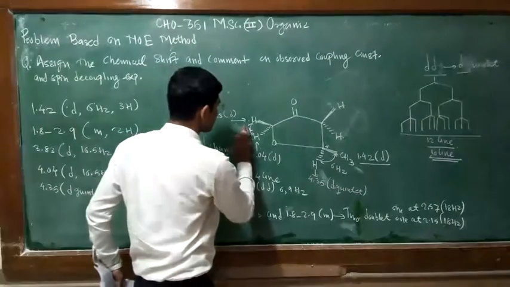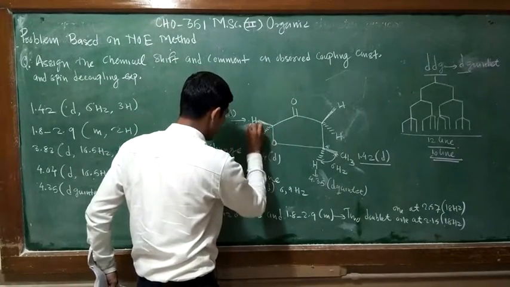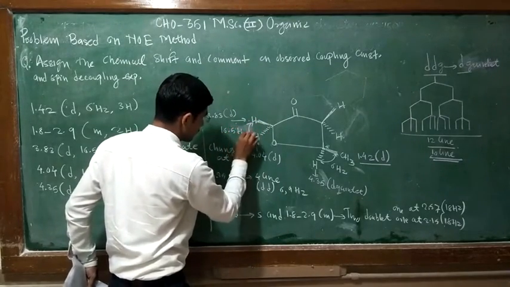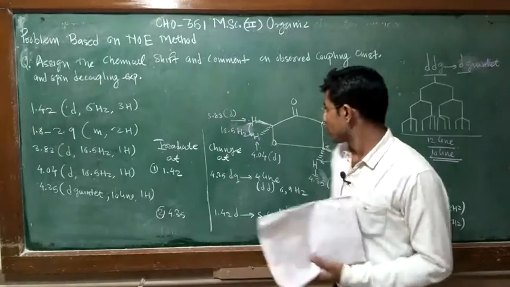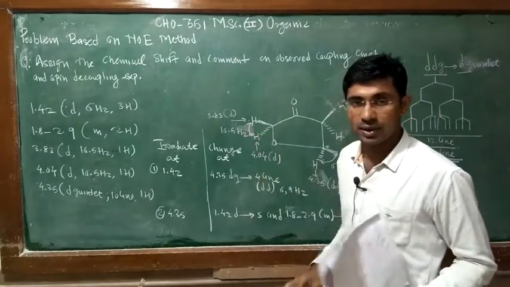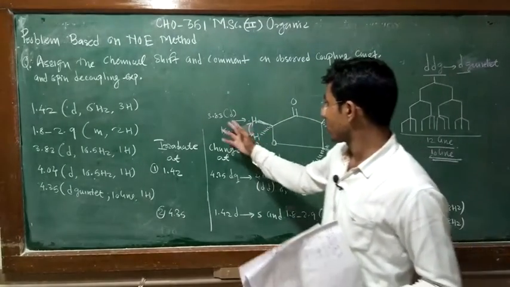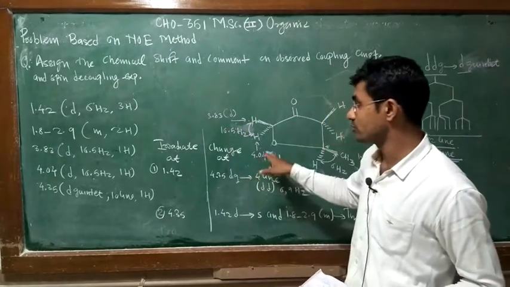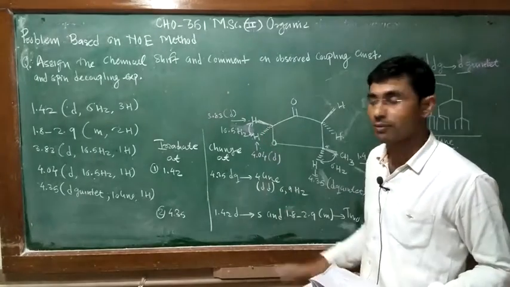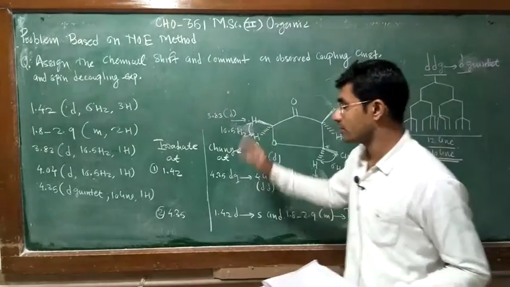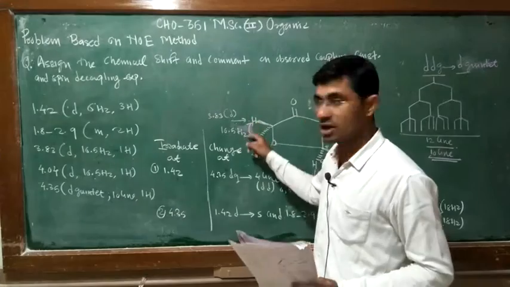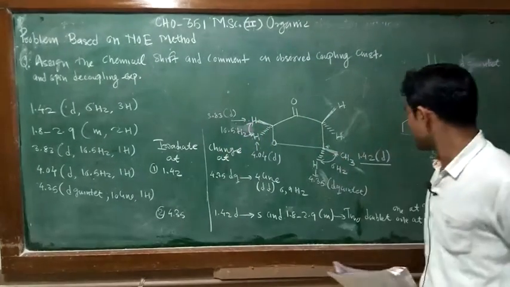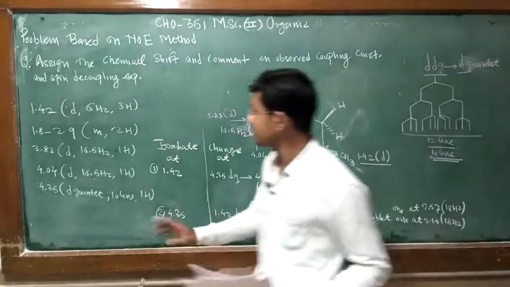So in this way we can assign these two protons, 16.5 hertz. We can interchange these two values also, but here we read 3.83 for this and 4.40 doublet for this. So these two are coupled to each other with geminal coupling, you know the geminal coupling. This geminal coupling value is 16.5 hertz.